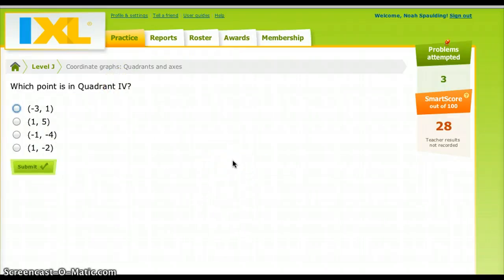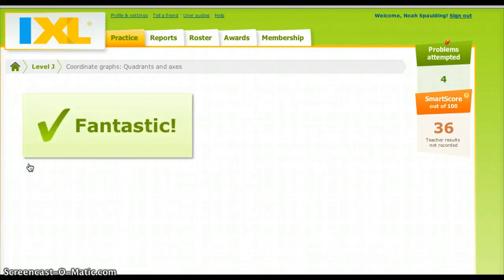Okay, quadrant 4. So quadrant 4 is bottom right. So that would be a positive, imagine positive, and then a negative. Okay, so positive, then a negative. There we go. 1, -2.